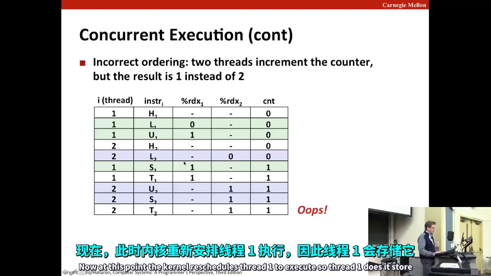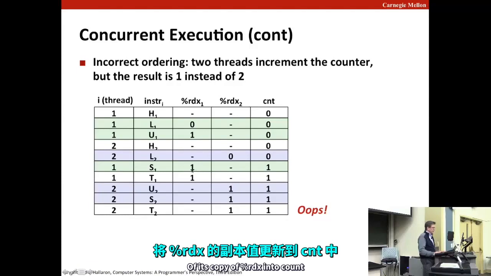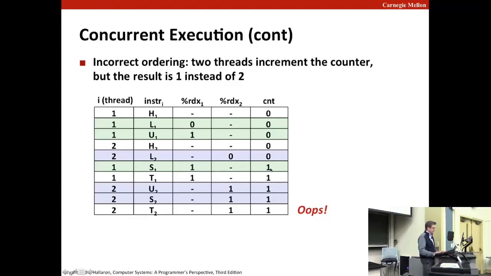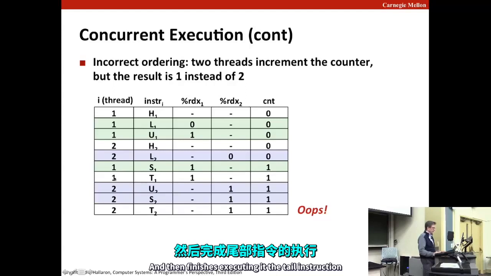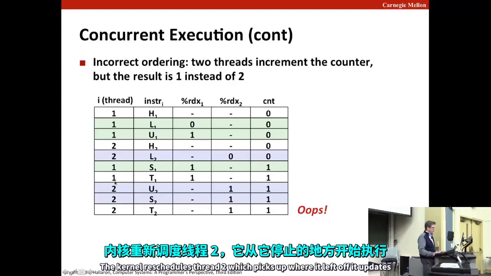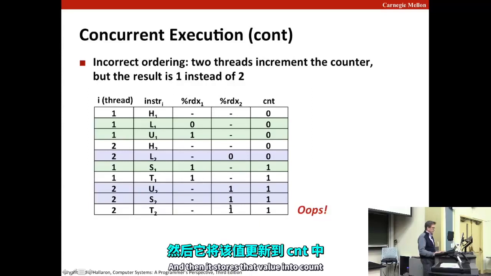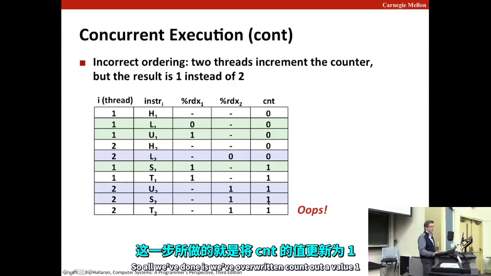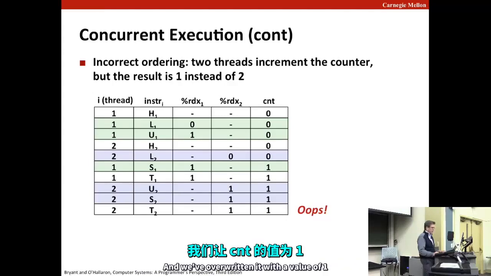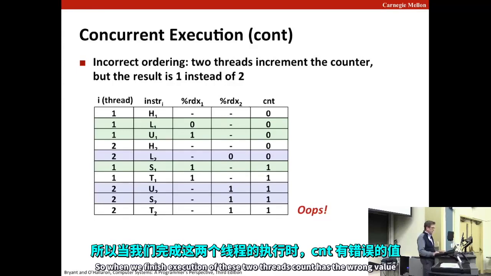So when thread 2 loads its value of count, now its copy in RDX is 0. Now at this point, the kernel reschedules thread 1 to execute. So thread 1 does its store of its copy of RDX into count, and then finishes executing the tail instruction. The kernel reschedules thread 2, which picks up where it left off. It updates its copy of count. So now RDX goes from 0 to 1. And then it stores that value into count. So all we've done is overwrite count, which had a value 1, with a value of 1. So when we finish execution of these two threads, count has the wrong value.